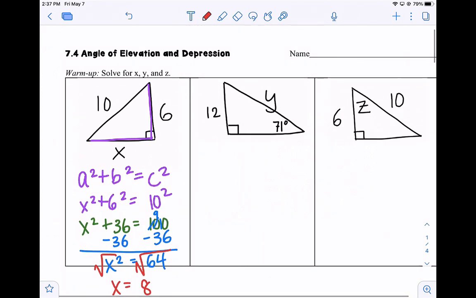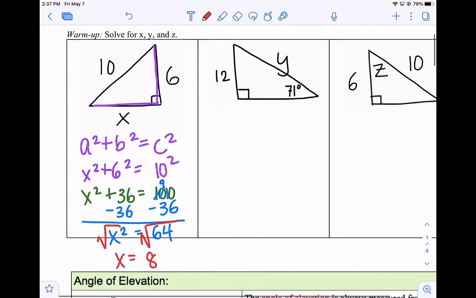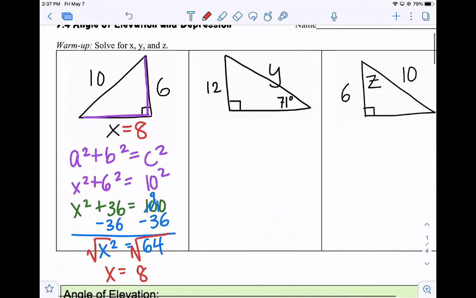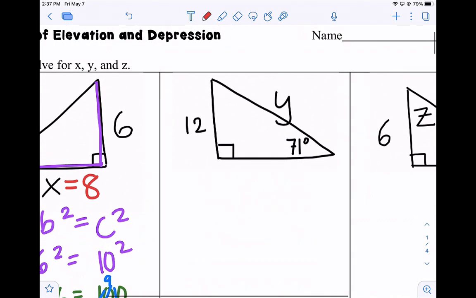If you remember learning about Pythagorean triples in geometry, 6, 8, 10 is always a right triangle. So there it is, our side is 8. We can find a missing side of a right triangle using the Pythagorean theorem if we know two sides. In our next problem, solve for y, we have an angle and one side. The Pythagorean theorem is out for this one because you need to know at least two sides, and we only know one side. That indicates we're going to use trig to solve.